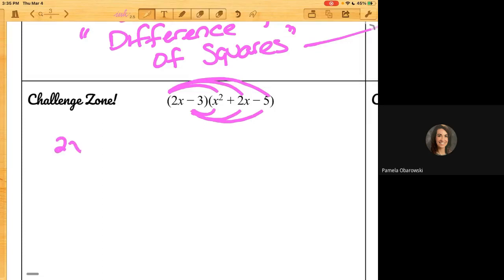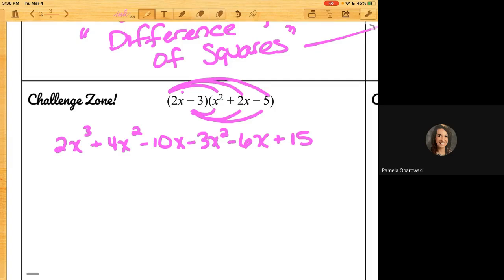So 2x times x squared is 2x cubed. Remember, add those exponents. 2x cubed. 2x times 2x is 4x squared. 2x times minus 5 is negative 10x. Now we multiply in or distribute in the negative 3. Negative 3x squared minus 6x plus 15. I distributed in the 2x, and then I distributed in the negative 3.